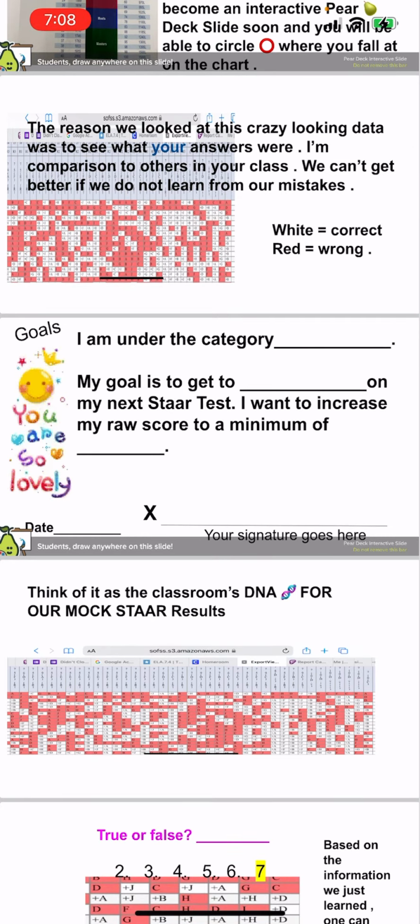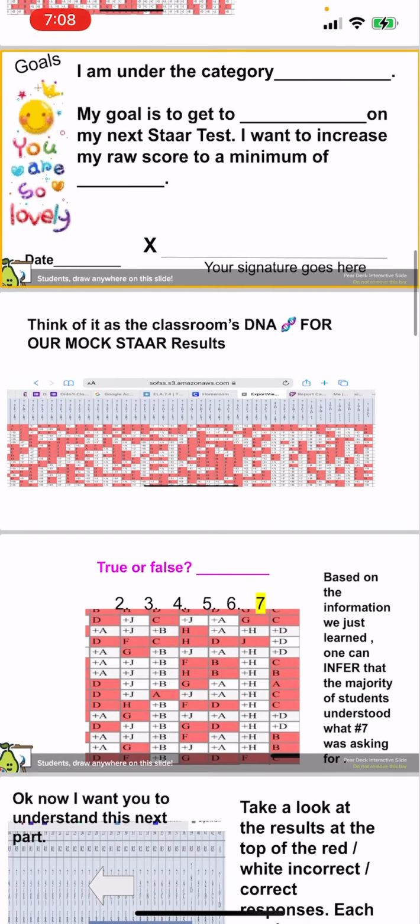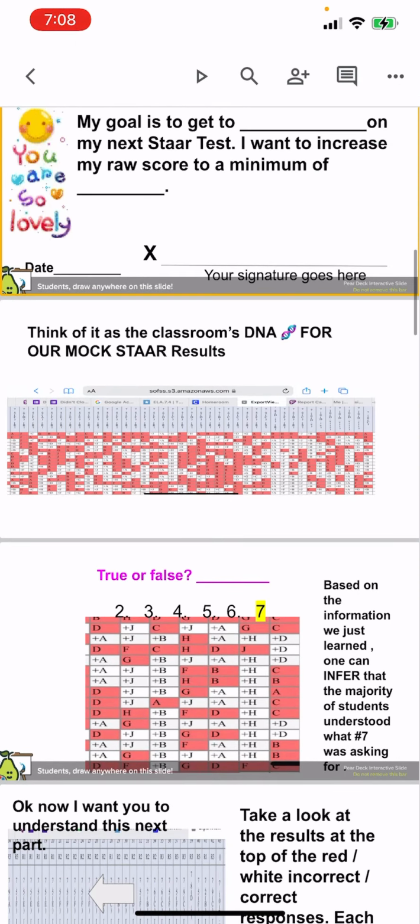I'm under category 3. They're going to have approaches. They're going to have meets or not met. A lot of them are at not met. Their goal is to get to meets at least, and they want to increase their raw score to a minimum. At this point, let's just say we want a 70 or above, we want to all pass. So that's where we're at.